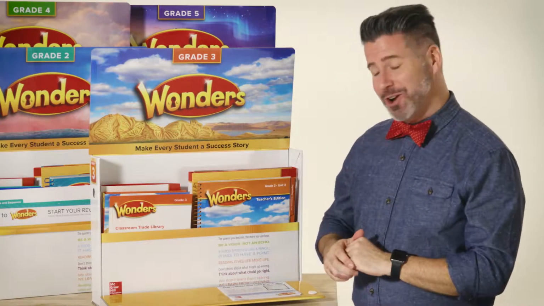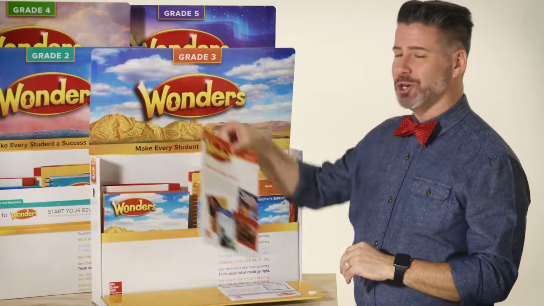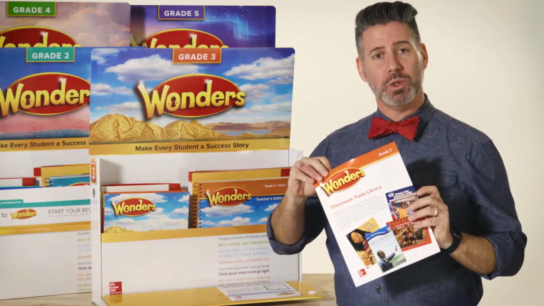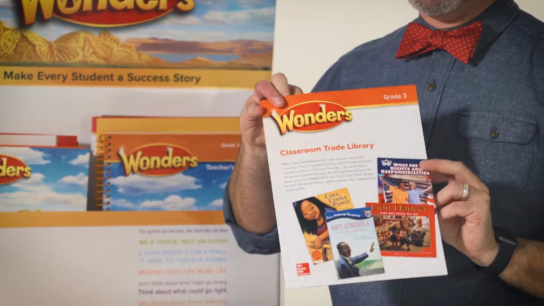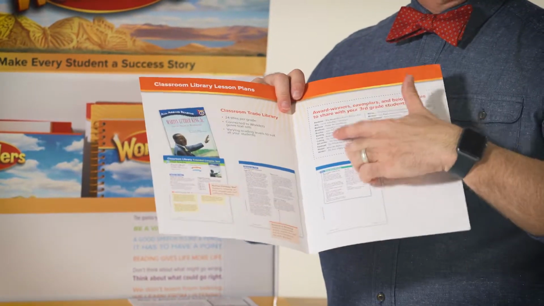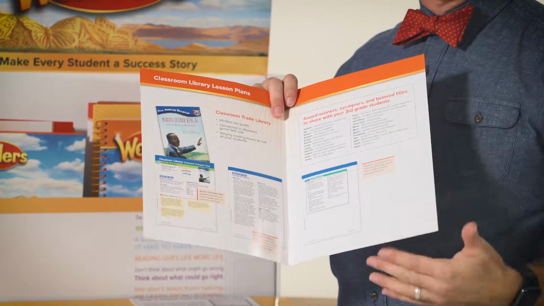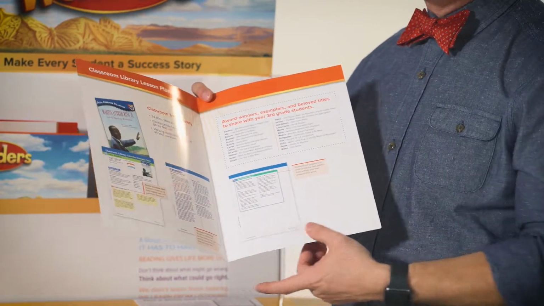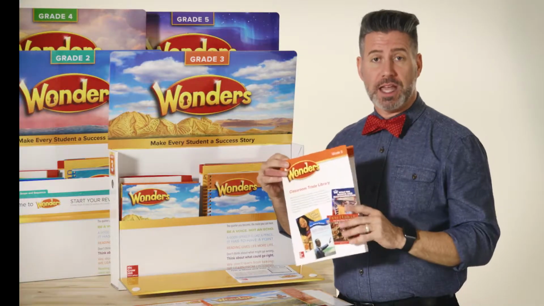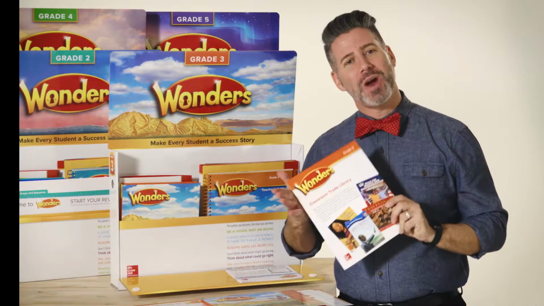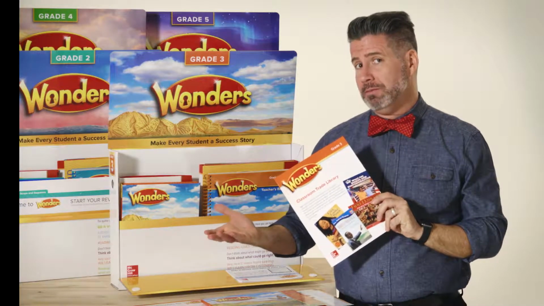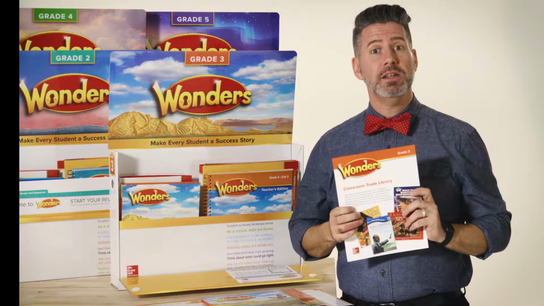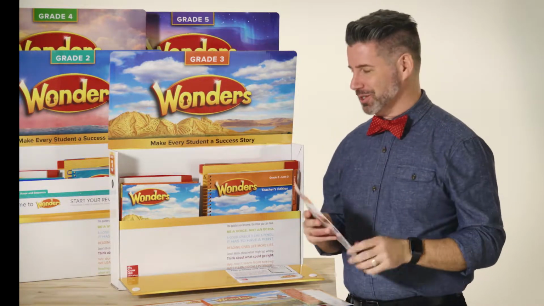Now, the next thing we're going to see over here on the student side is of course the literature. Wonders is filled with authentic literature, and one of the tools are our classroom library trade books. This flyer lists all 24 titles for each grade. Again, as I said earlier, I'm using grade 3 here. You'll also see a sample of the lesson plans that support these classroom library trade books. These are a great tool to use for independent reading. Maybe you just want an additional read aloud, or book clubs, student-led novel studies, or literature circles.